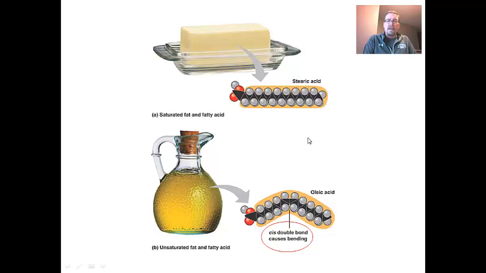Okay. And you can see just even structurally by orientation here, stearic acid in margarine. Here is a double bond. Here's an unsaturated fat causing bending, unsaturated fat in your oils.